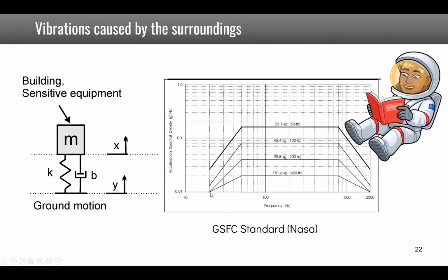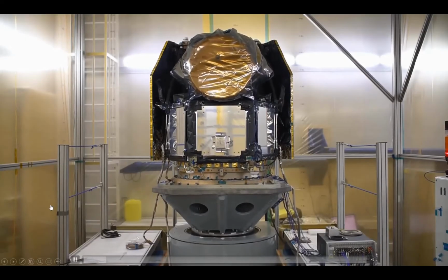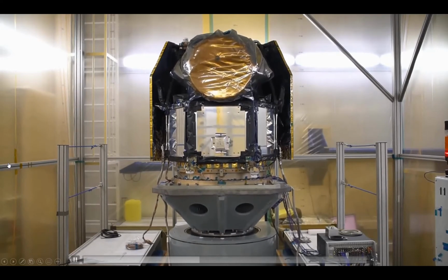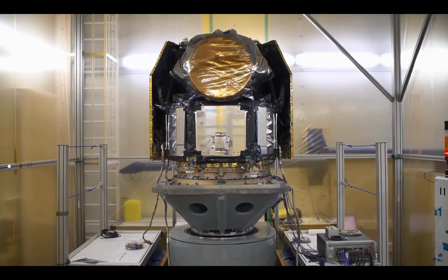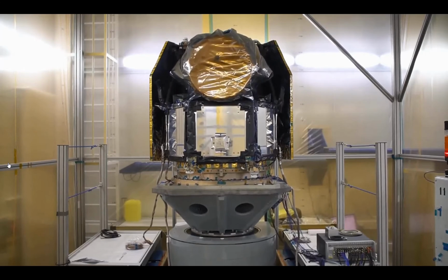You see that there is a gradual increase from 20 to 50 Hertz, then a plateau of acceleration up to about 800 Hertz, and then a decrease up to 2000. So the general spectrum is between 20 and 2000 Hertz, and you have different levels to which these satellites can be tested. This is an example of testing of such a satellite on a shaker, where the frequency of excitation is gradually increasing.